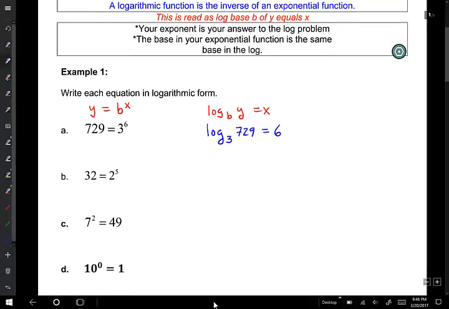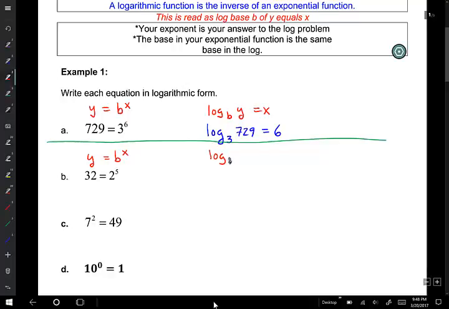Let's try that again. And each time we're going to do this, we're going to rewrite our equation. We're going to rewrite that basic log transformation formula. So y equals b to the x, and log base b of y equals x. So let's transform this one. The log of our base is 2, our y value is 32, and our x is 5.